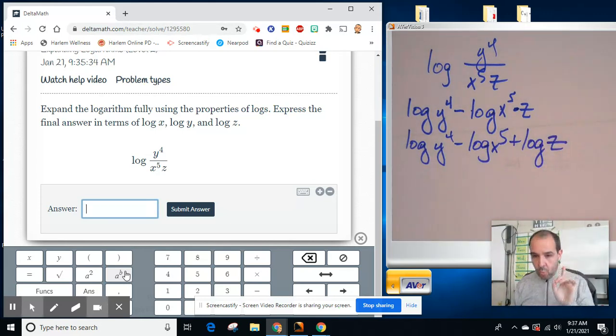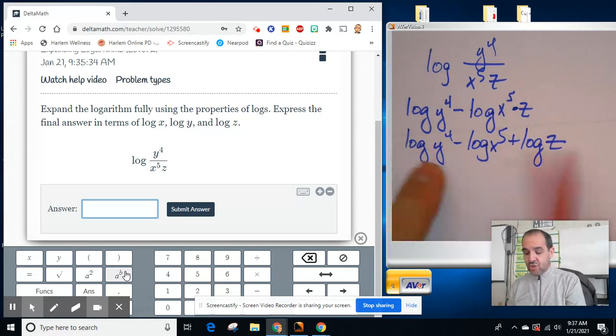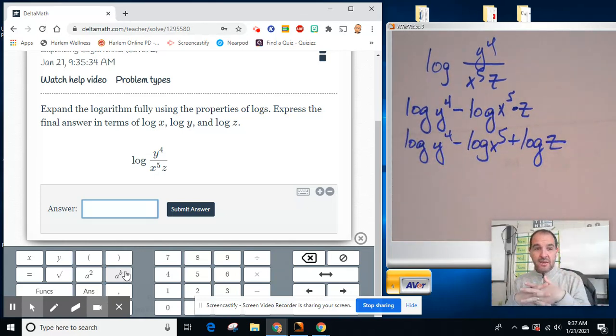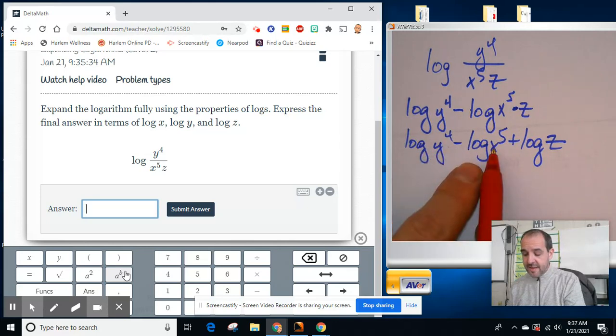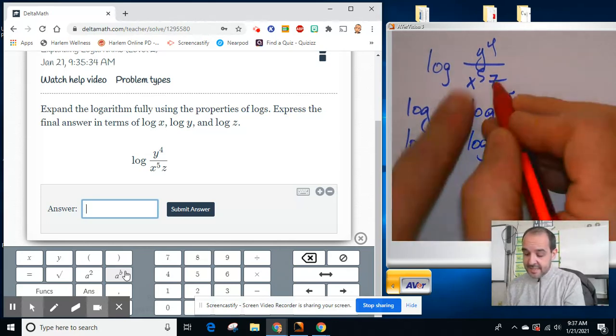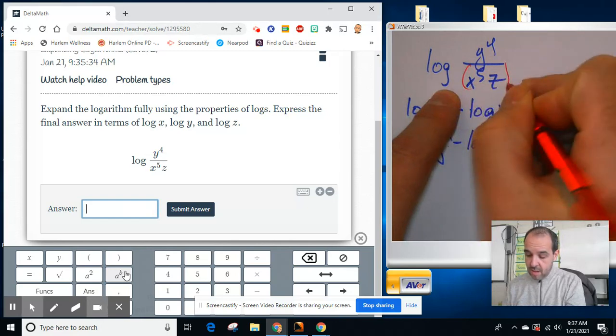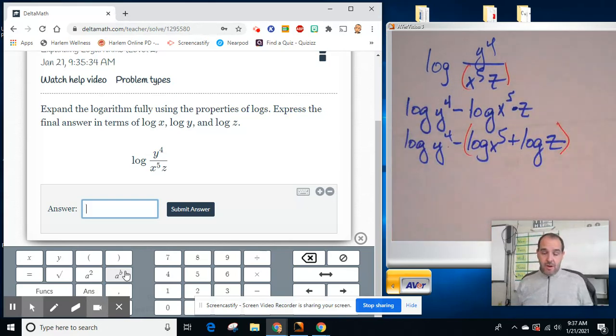Now, there's one other thing I'm going to mention before we move ahead, because Delta Math can get a little touchy. Right now, if you were to smash this back together, to condense it, Delta Math would think you wanted y to the 4th divided by x to the 5th and then times log z. Since these are together, I'm going to keep them together. I'm going to use the parentheses. I don't want to take a chance.